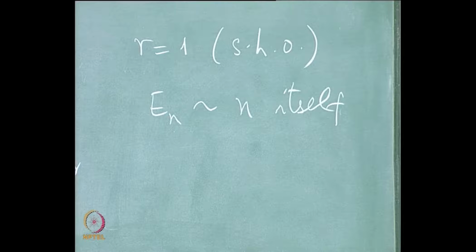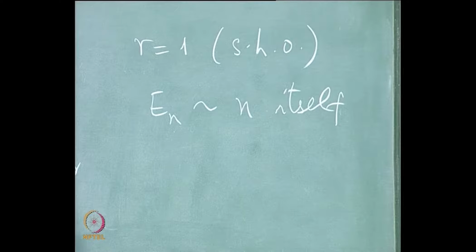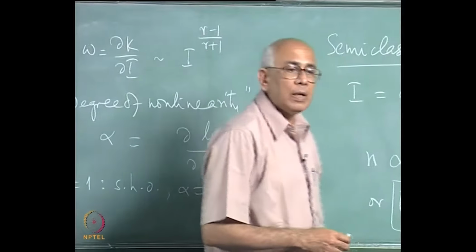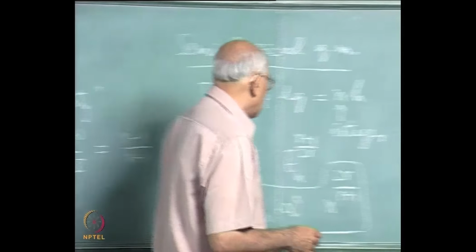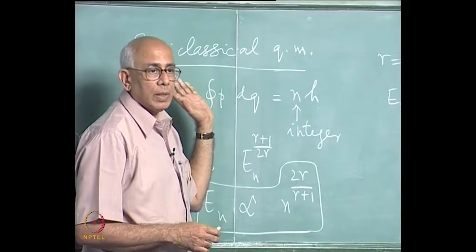This represents the ground state energy of the oscillator, but we are not going to get into quantum mechanics here, just to point out that this semi-classical argument immediately leads to this result, that E n is proportional to this power of n for this whole family of potentials.